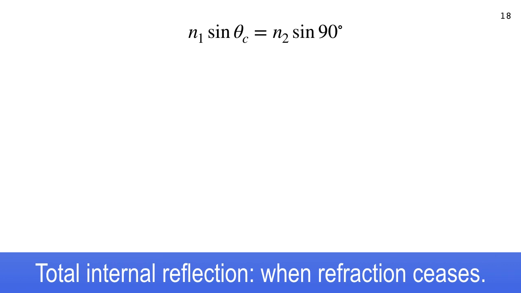All right. So let's work this out. N1 times the sine of your critical angle is equal to N2 times 1. Now the sine of 90 is 1. That's an easy one. All right.